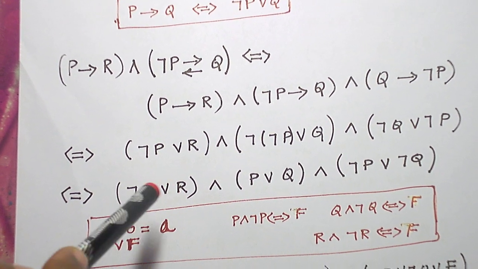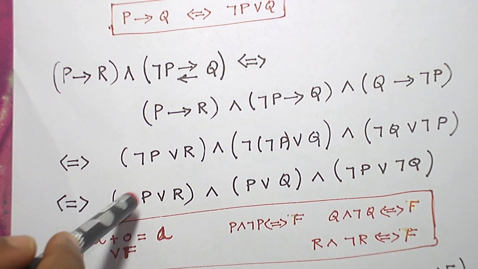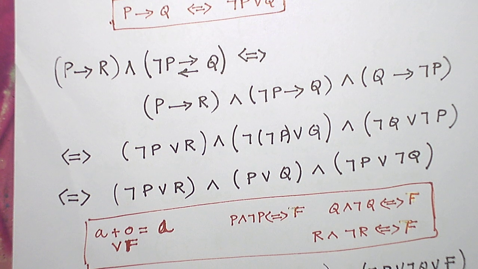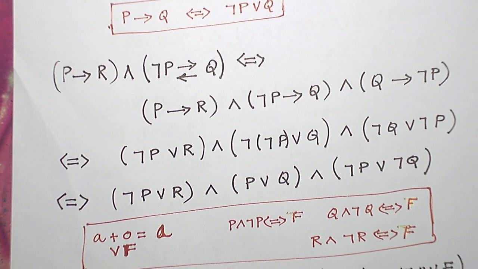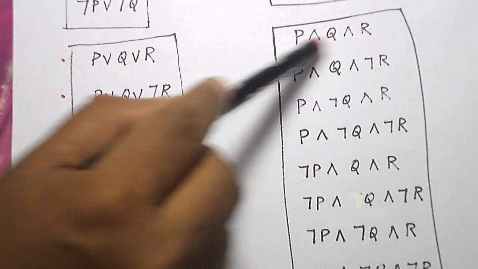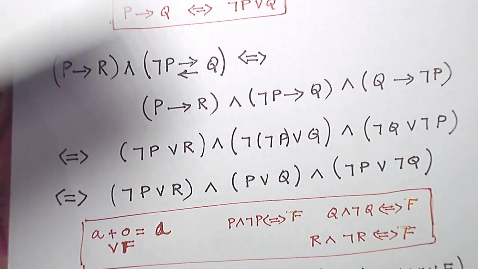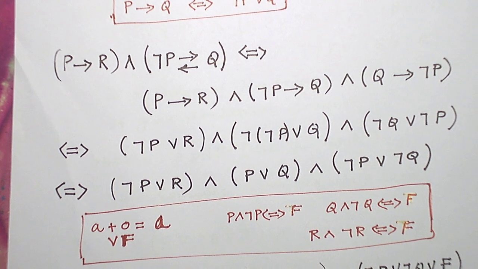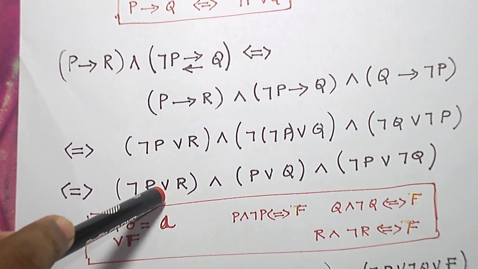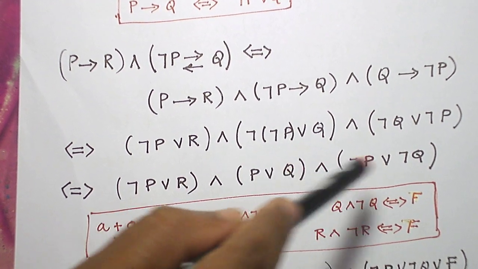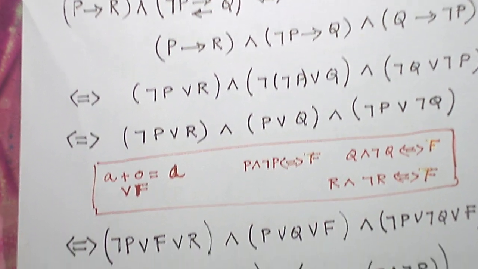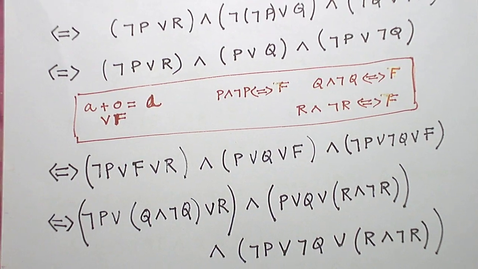Now, if you look at the terms, each term is in two variables, but each max term or min term should have all the three variables. So we should add the missing variable. In the first term, Q is missing. In the second and third terms, R is missing. So I am going to add them, but I cannot add them as they are.